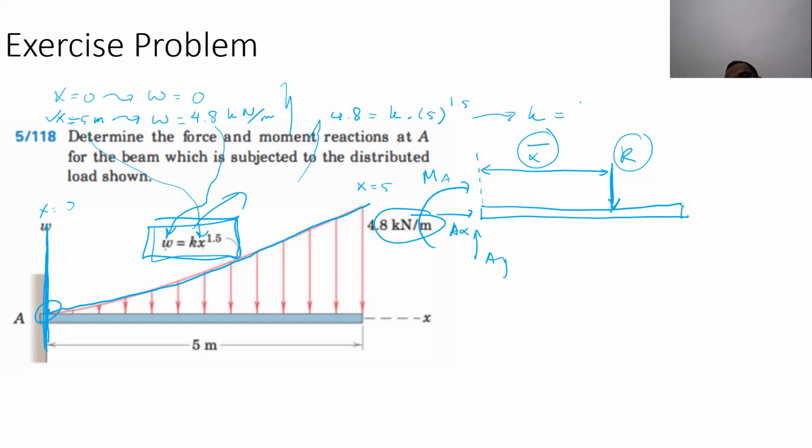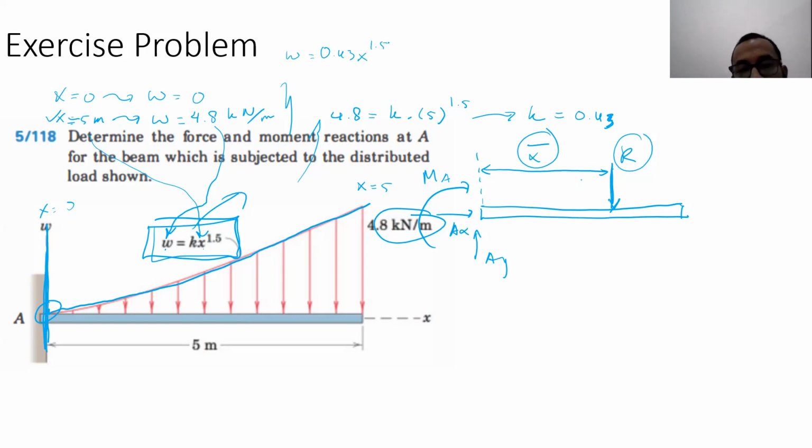0.429, 0.43, I think. Don't use that. Yeah, 0.43. Okay, that's k is 0.43. Then our equation becomes w equal to 0.43 x to the power 1.5. Correct. Now you got the w.